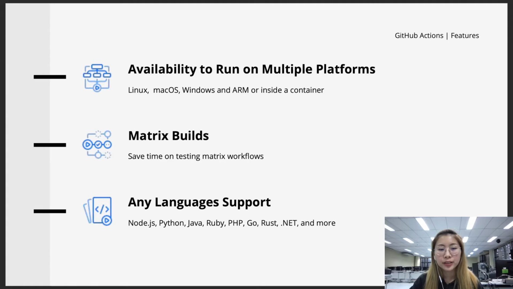Next, matrix builds. Users can save time on testing matrix workflow across multiple operating systems and versions of the runtime. Another one is any languages support. Users can use any languages to build, test, and deploy applications. For example, Node.js, Python, Java, Ruby, PHP, Go, Rust, .NET, and more.